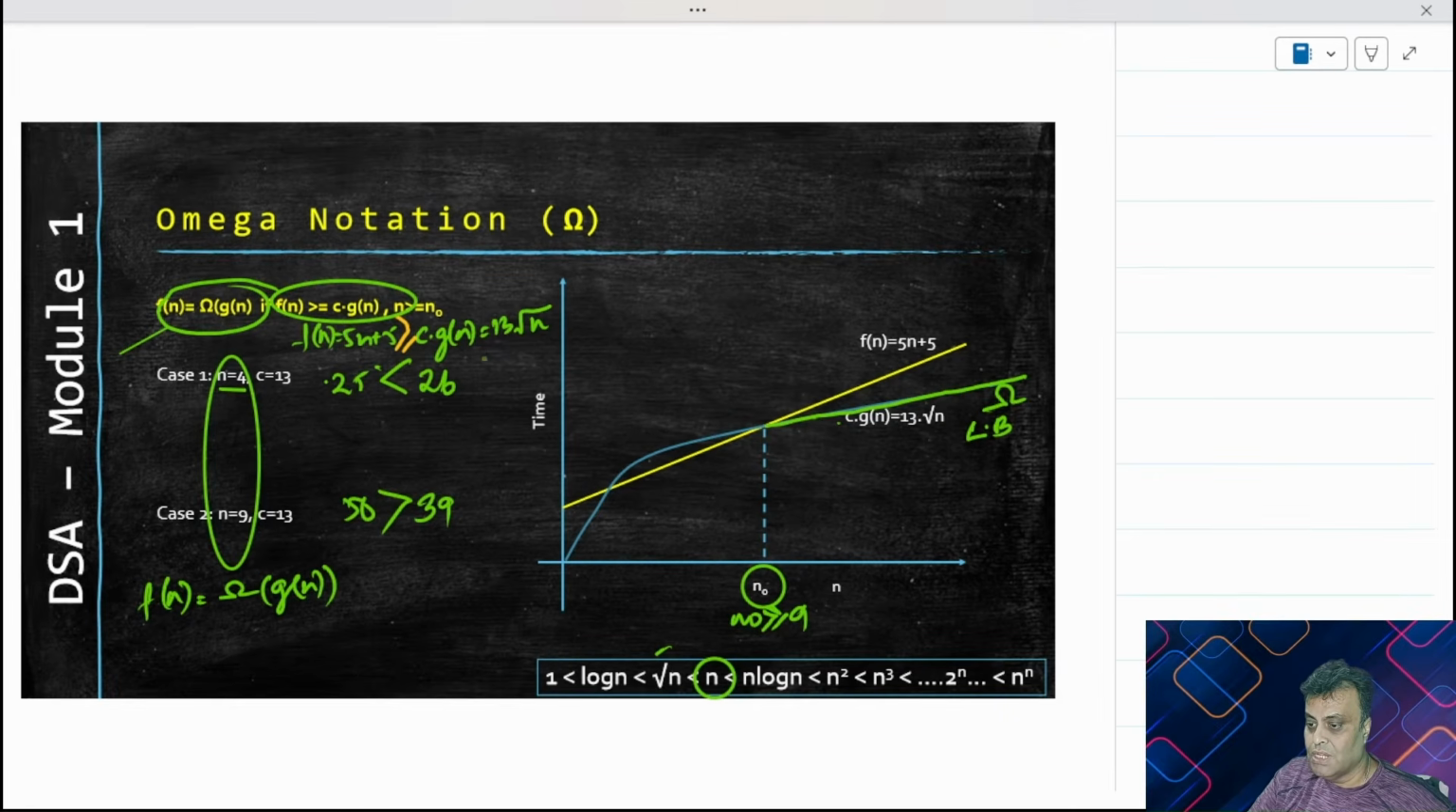So we will say fn is equal to omega of gn. And what is our gn? Our gn is root n. So fn is equal to omega of root n. Hence we have proved that while the same function had a lower bound of n, it also has a lower bound of root n.